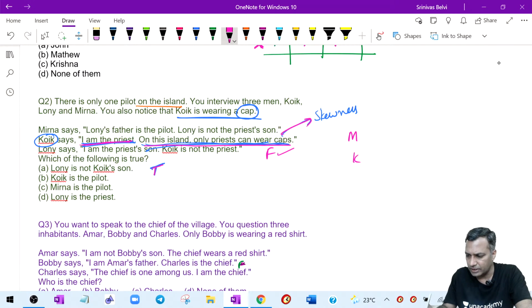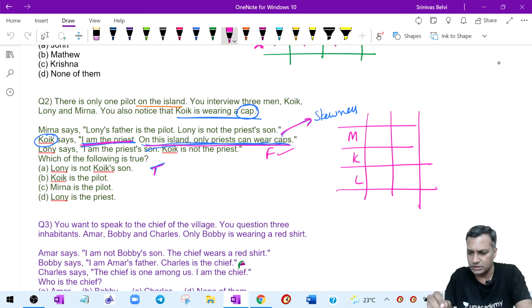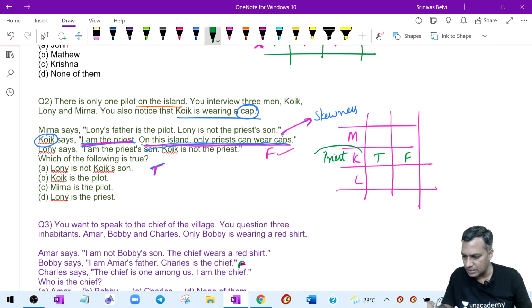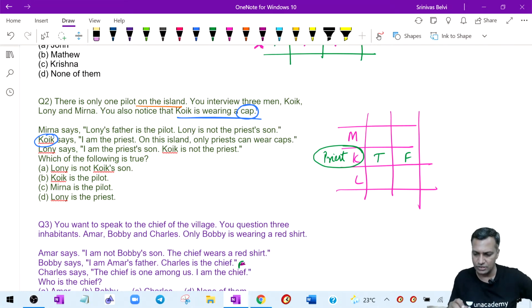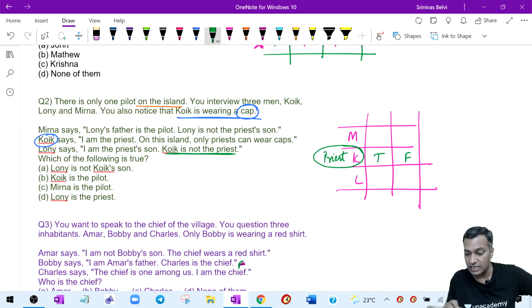Okay, let me make a table for this because you might get a little confused here. Not required, but from an explanation perspective, I'm making a table. The second statement is false. The first statement is true. And this guy is a priest. Now, go to any statement which comments about who is the priest. I go here: "I am a priest's son." Then it's saying that Koik is not a priest. I go here, Loni's second statement: Koik is not a priest is false. Therefore, the first statement has to be true. What is the first statement? I am a priest's son. Therefore, this guy is a priest's son, or this guy is Koik's son.